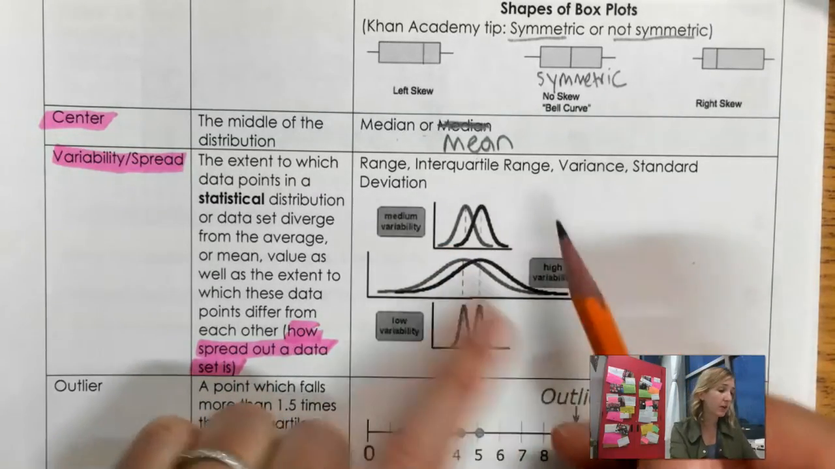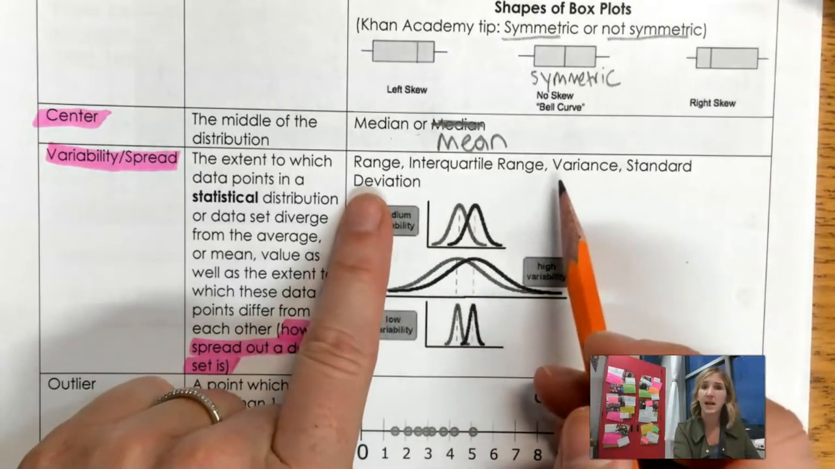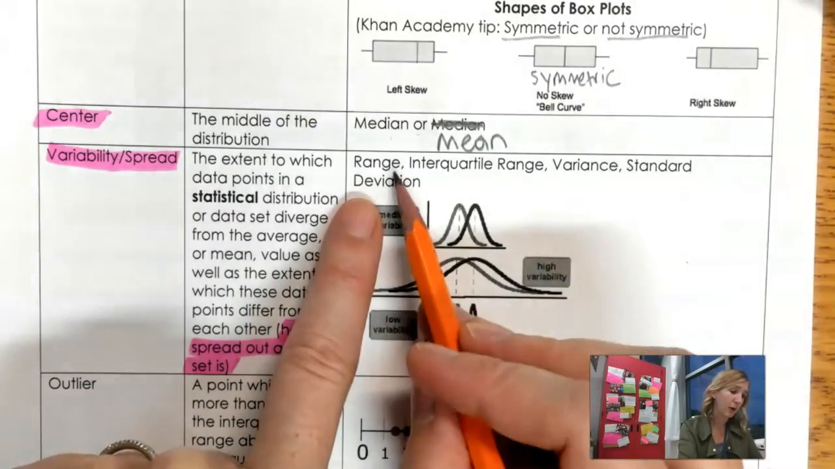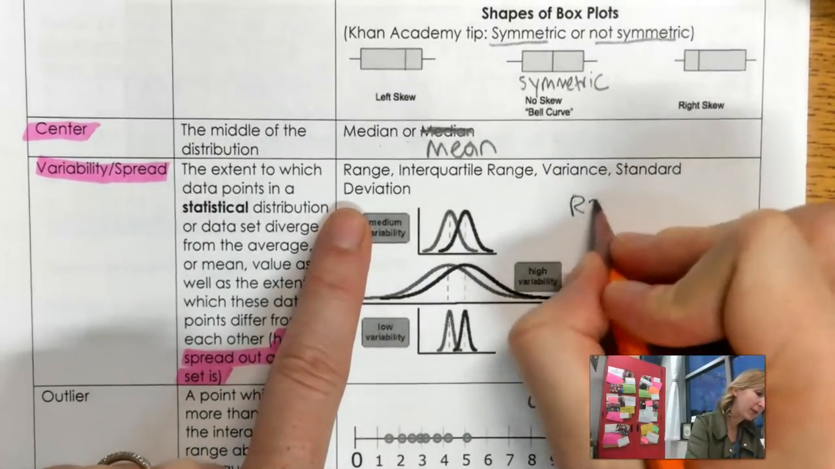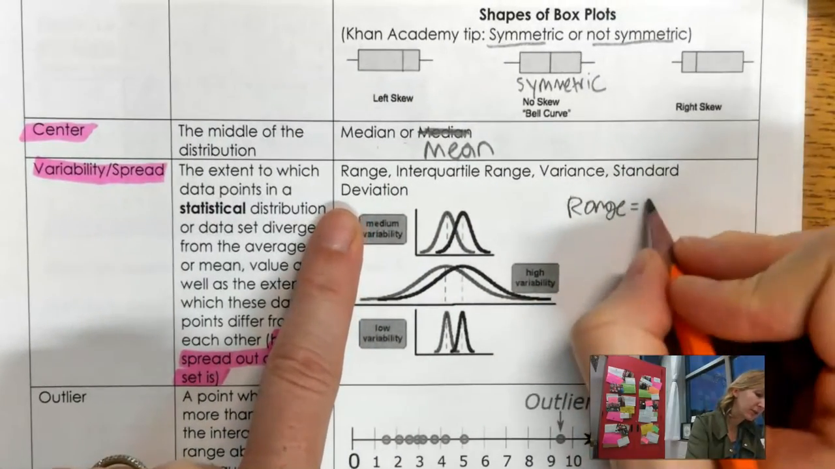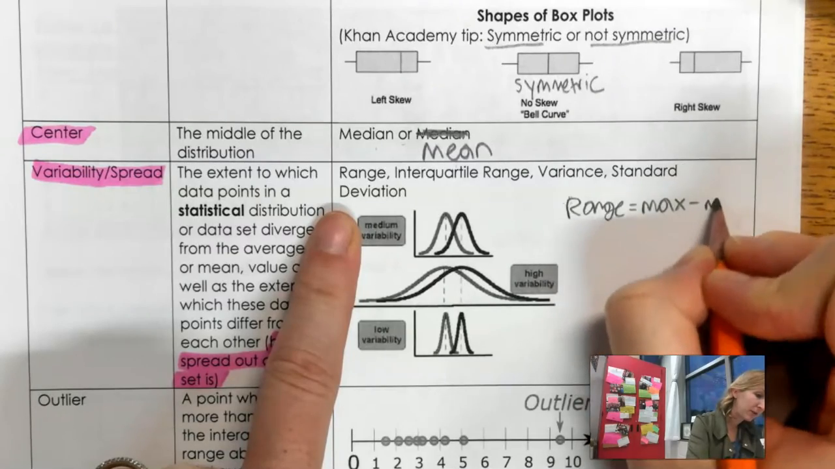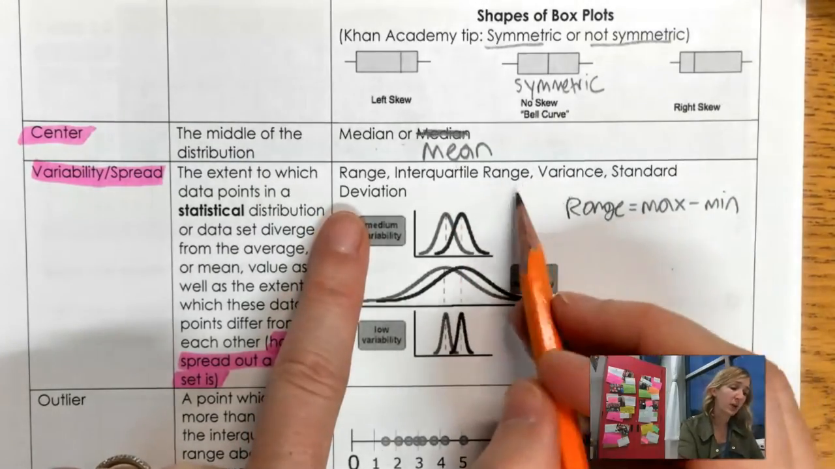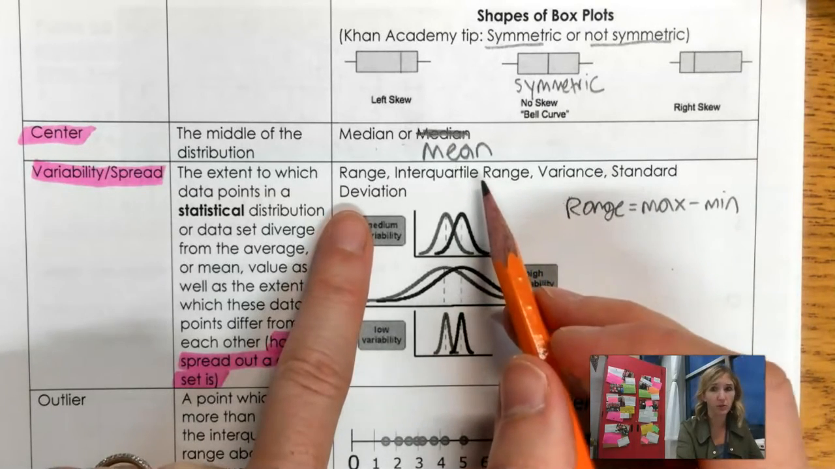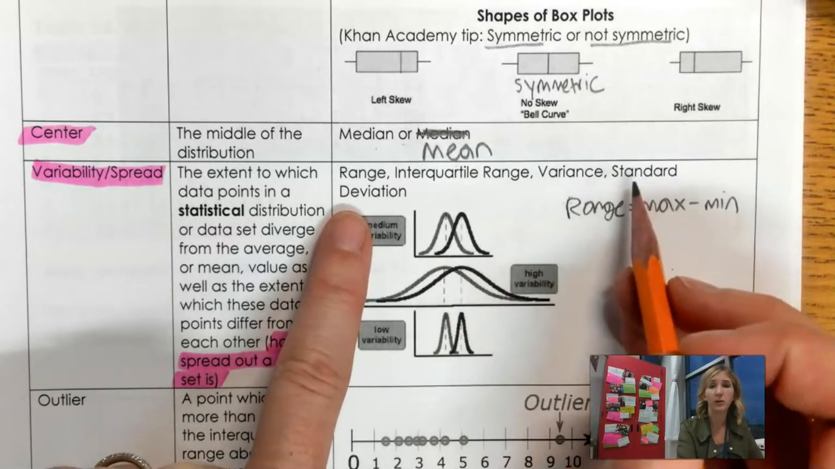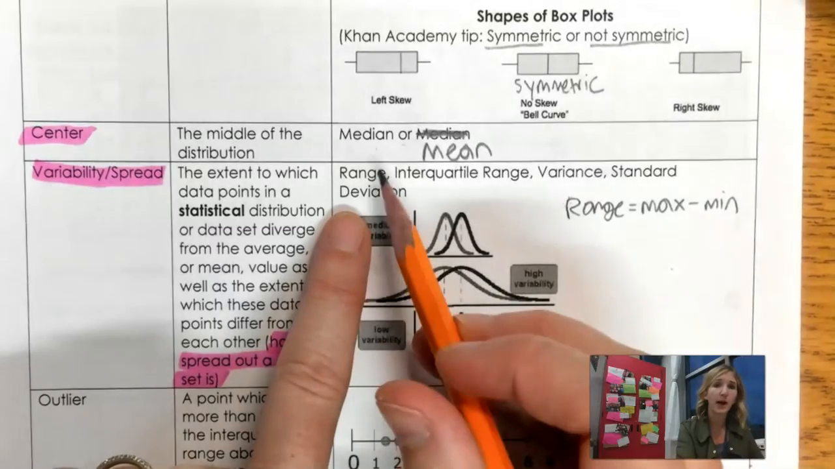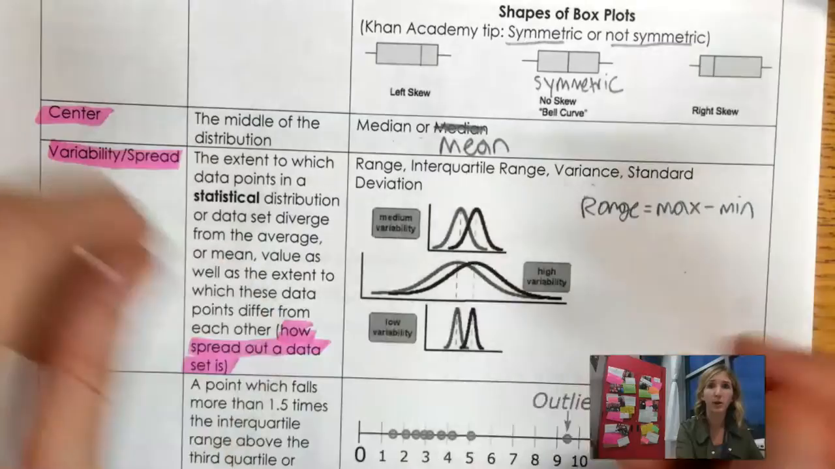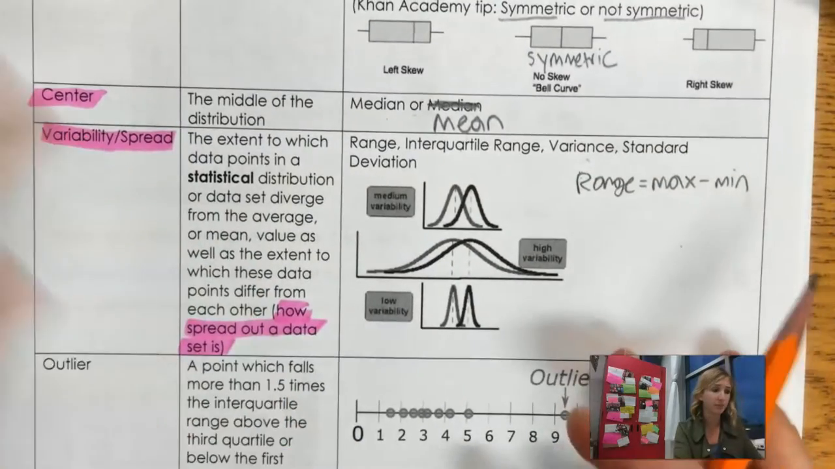So the statistics within a data set that qualify as variability or spread include the range. Remember, range is equal to the max minus the min. Interquartile range, the IQR, we'll discuss that soon. Variance we'll discuss soon, and standard deviation we'll discuss soon. I just want you guys to start associating these vocabulary words with variability or how spread out the data is.